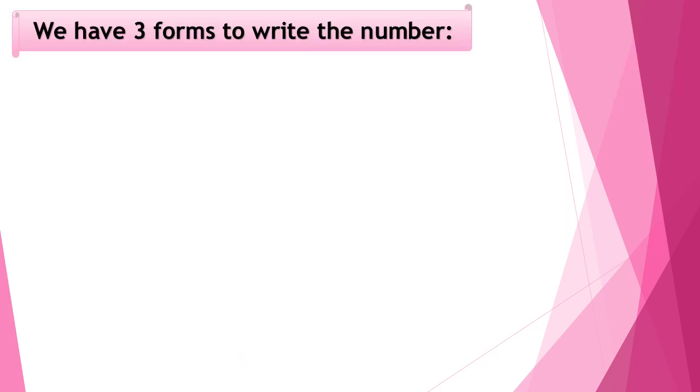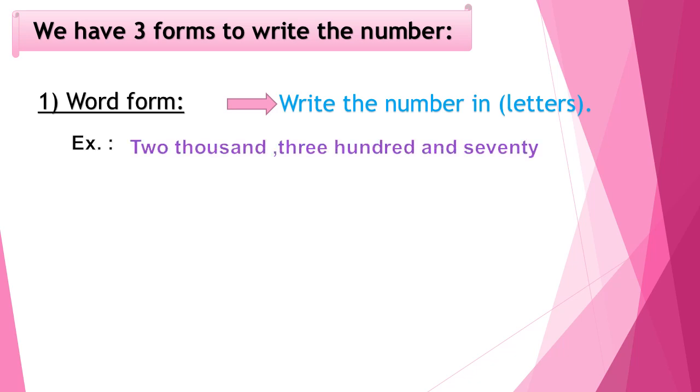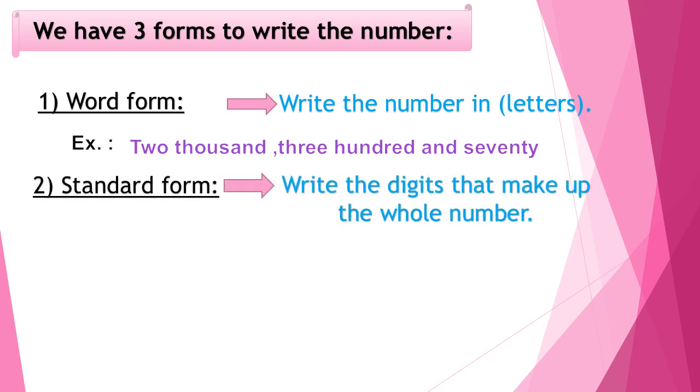We have 3 forms to represent the number. We studied them in grade 2 and we will revise them again. The first way, the word form. Word form means to write the number in letters or in words. For example, if I wrote 2,370 here, I wrote my number using letters or using words. So it's word form.